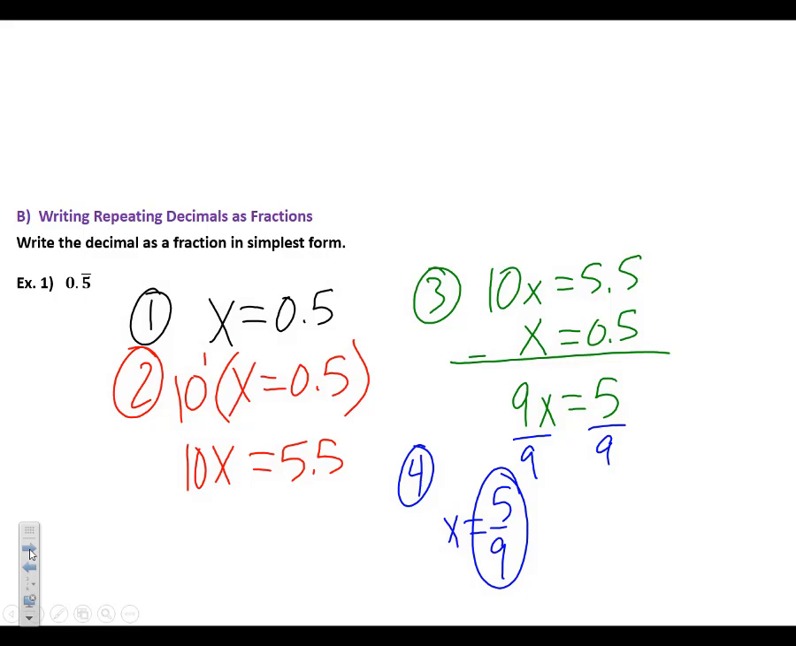Now you want to pick up that pen or marker and write all this down before you go on to see the next example. So example number 2, we have 1.7 repeating. In this particular case, once again, step 1, write x equals that repeating decimal, 1.7 repeating.